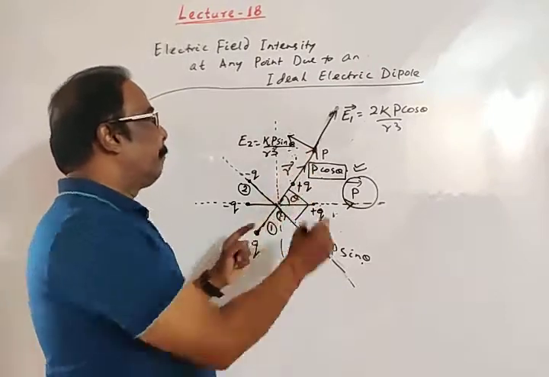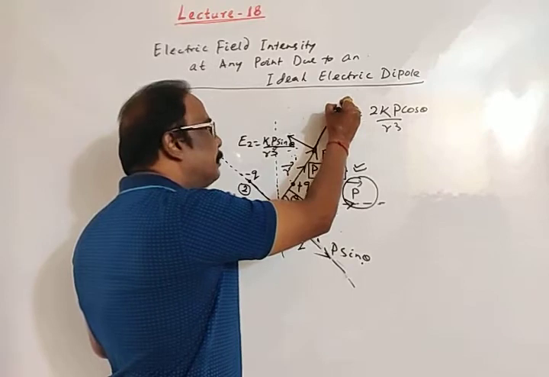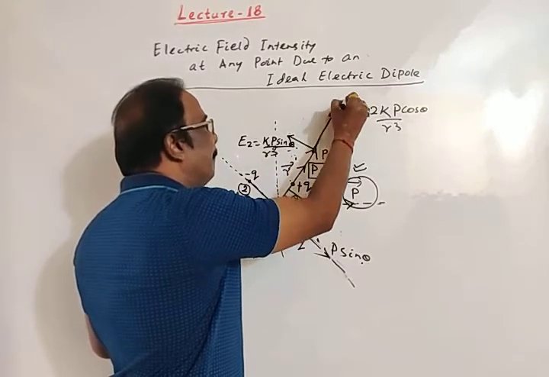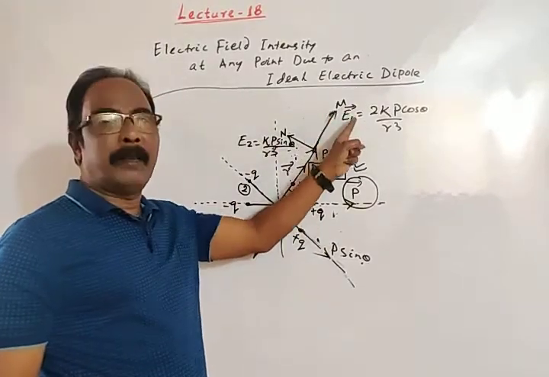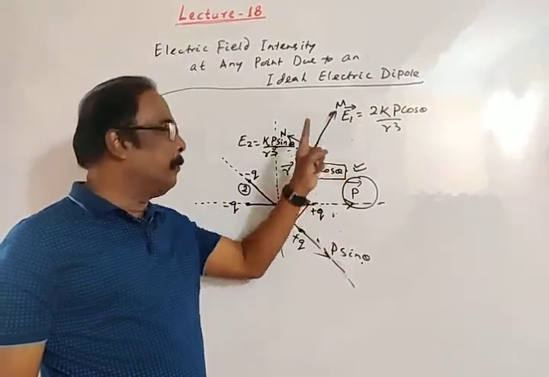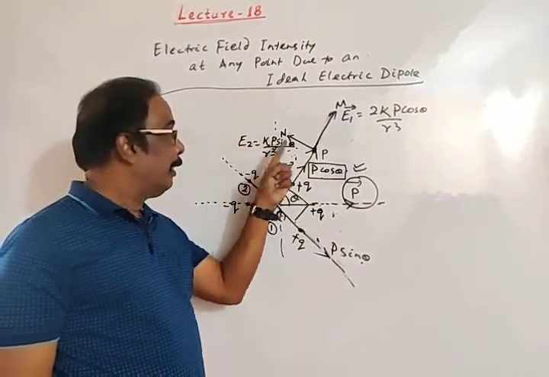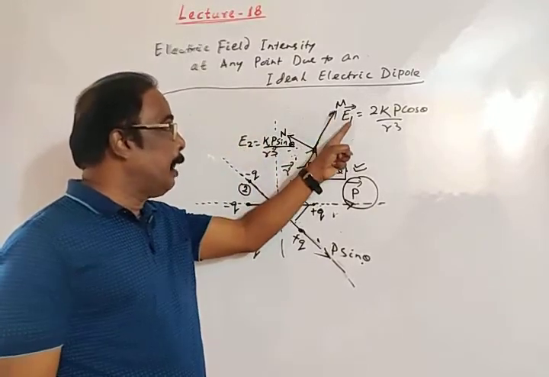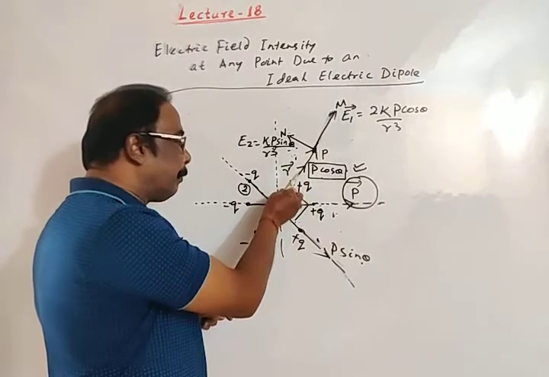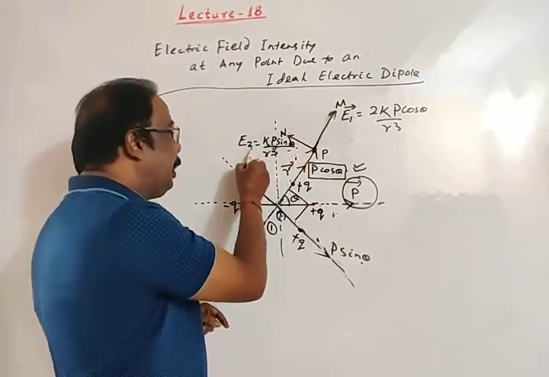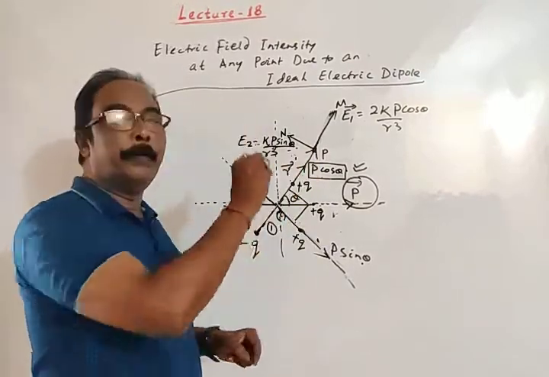From P, take any point, let this point be M and this point be N. PM represents electric field intensity E1, and PN represents electric field intensity E2. E1 is the electric field intensity due to dipole number 1, on the axial line, and E2 is the electric field intensity due to dipole number 2, on the equatorial line.